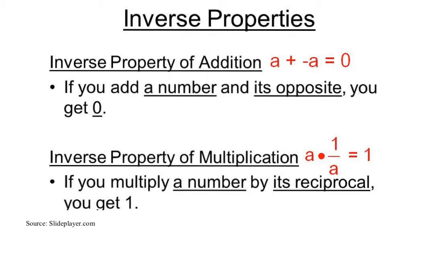The next property you need to know is the inverse property. The inverse property of addition is if you add a number and its opposite, so like 5 and negative 5, 2 and negative 2, 1/2 and negative 1/2, then you're always going to get 0. The inverse property of multiplication is if you multiply a number by its reciprocal, you're always going to get 1. So like 8 and 1/8, 10 times 1/10, 2/3 times 3/2. No matter which you multiply, it's always going to equal 1.